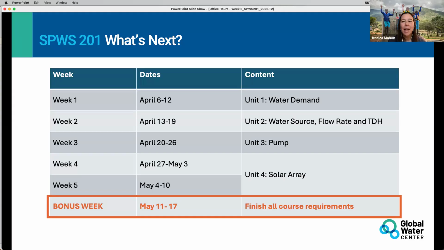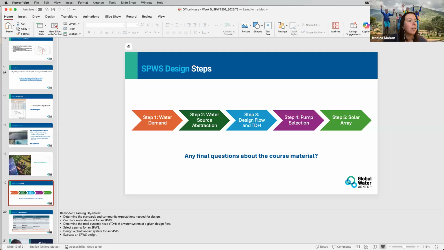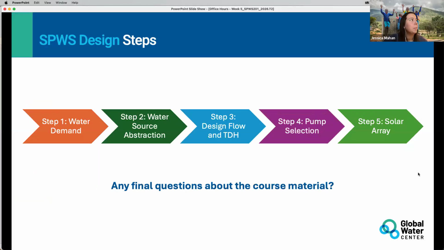Okay. Any other questions can be from Unit 4 or from earlier in the quiz or earlier in the course. Kind of the whole design process that we've gone through over the last 5 weeks. Any final questions?